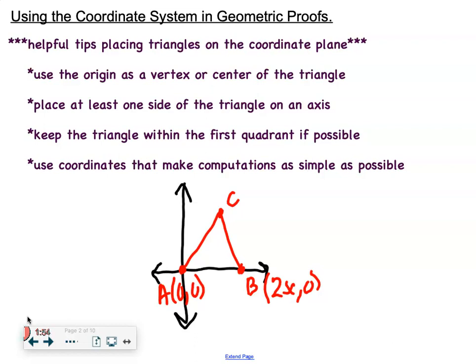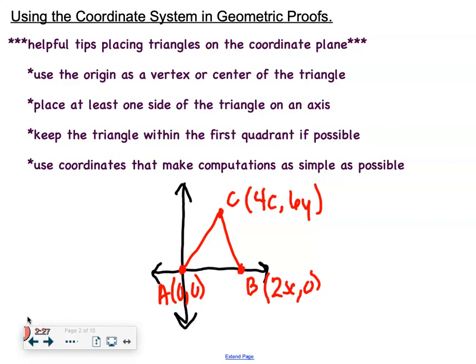And C, do I know how far over C is? No, but we can just decide. What do you want to make it? Pick a variable. 4c, and then how high up did we go? We don't want to pick a number because we want to pick a variable, because I don't know what that number is. So 6y, whatever. So that's going to be today: you're just going to manipulate your ordered pairs to work for you.